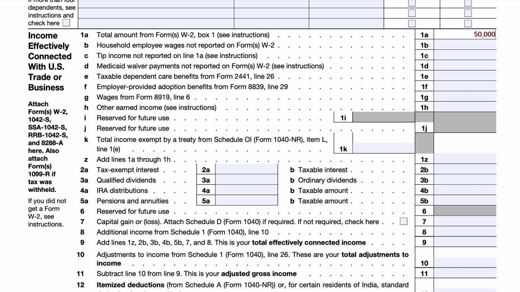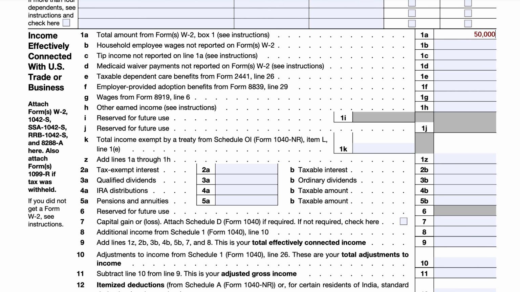Again, box 1 in the Form 1040-NR instructions, it does not have anything additional other than making sure that this is income from a U.S. source. So effectively connected with a U.S. trade or business. Don't include any income on line 1A that isn't connected or isn't treated as effectively connected to a U.S. trade or business, even if it's listed in the instructions for the regular 1040.